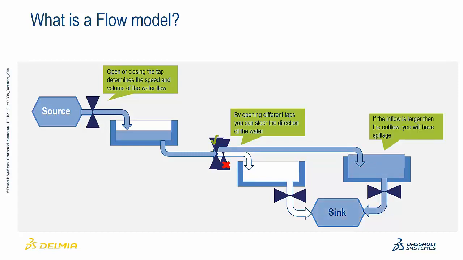But if at some point the inflow of water in one of the reservoirs is larger than the outflow of water, you end up with spillage in a certain reservoir. So what we do with this flow model is we try to bring water from the source to the sink in the most efficient way without any spillage of water.